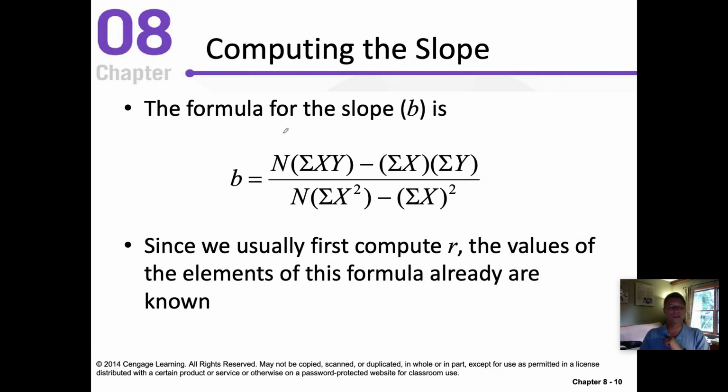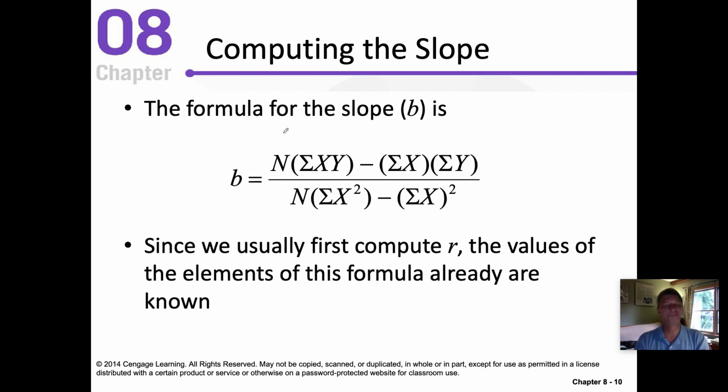Now, this is a very ugly looking formula, but I don't want you to get too worried about it. Don't get all tensed up about it. The formula for the slope b is this: b equals n, which is the number of data points, times the sum of x times y, the product of x and y, minus the sum of x times the sum of y, all over n times the sum of x squared minus the sum of x, squared.